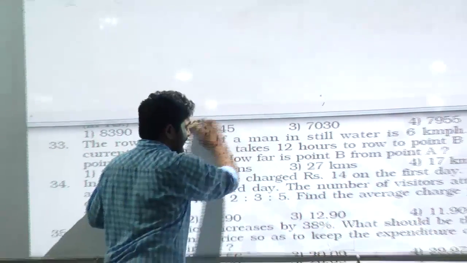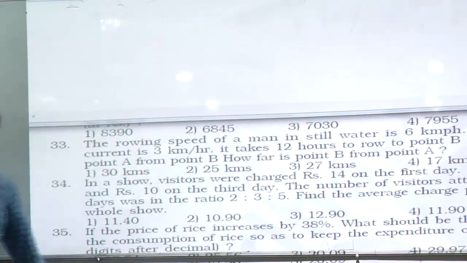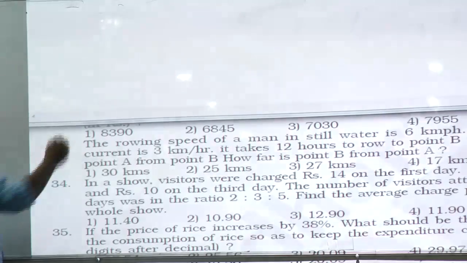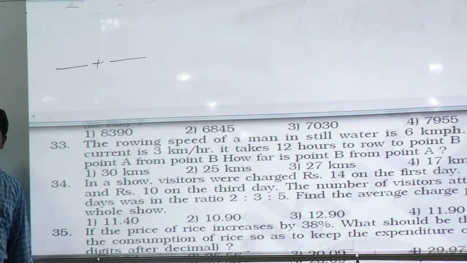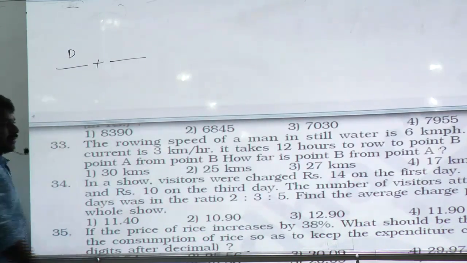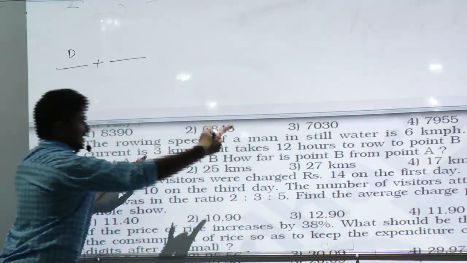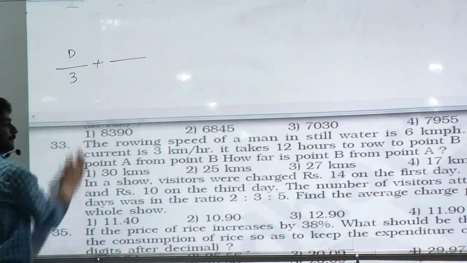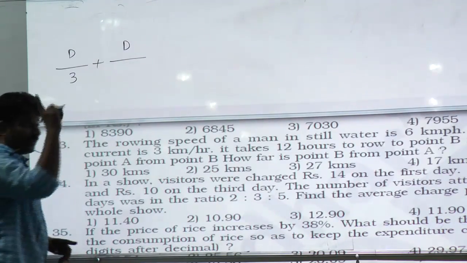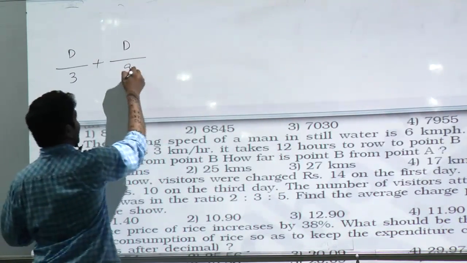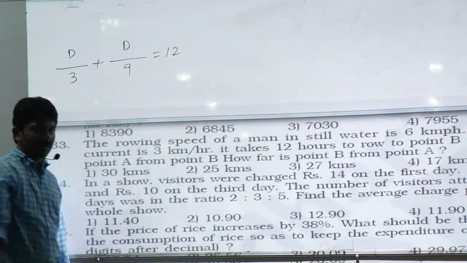Let the distance be D. What is the total time taken here? 12 hours. If a person travels from one place to another place and then back, one direction must be upstream and the other direction must be downstream. Time taken to cover D kilometers upstream: upstream speed is 6 minus 3, which is 3. Time taken to cover D kilometers downstream: 6 plus 3, which is 9. So the total time taken here is 12.